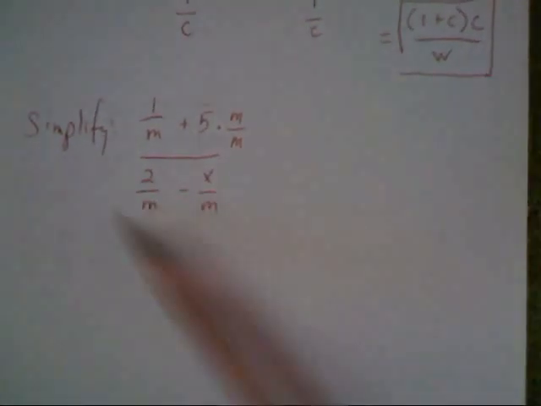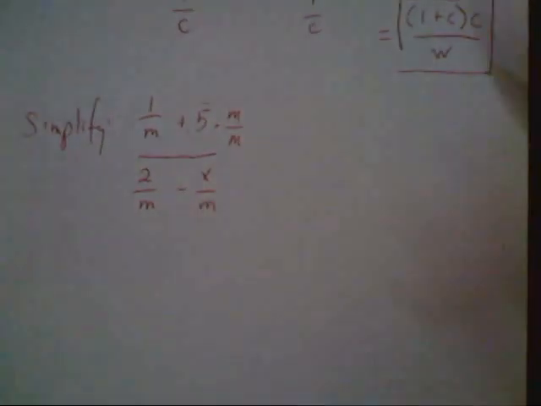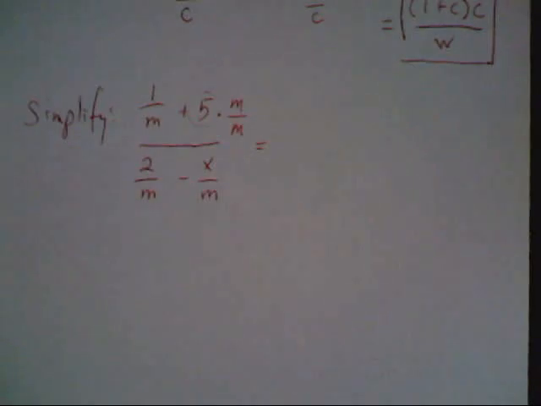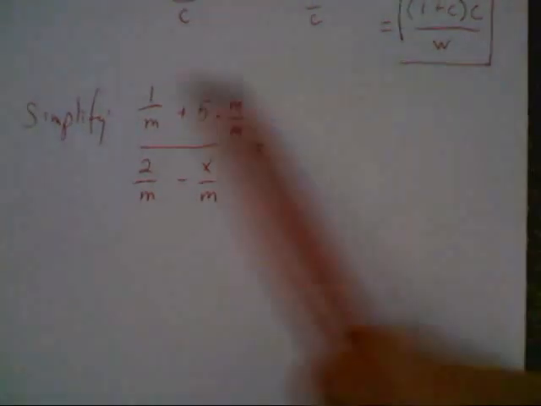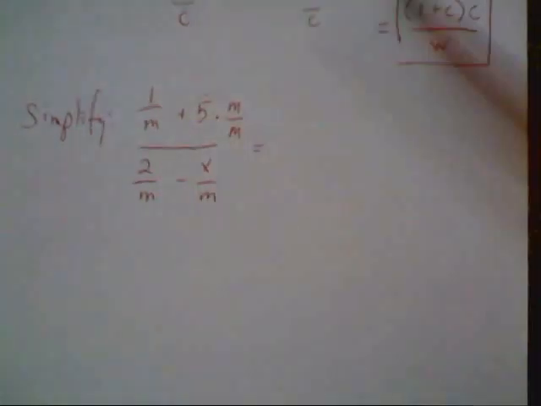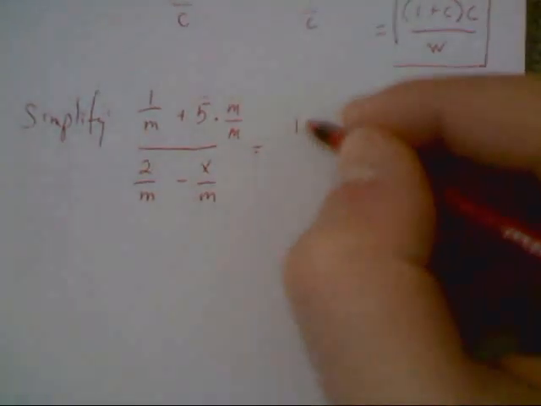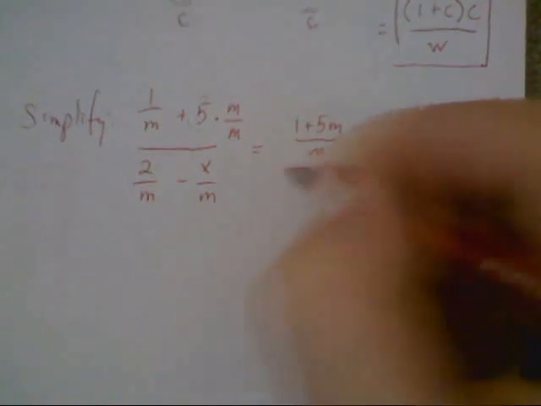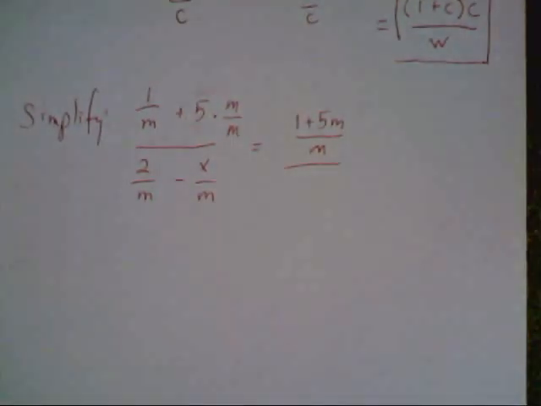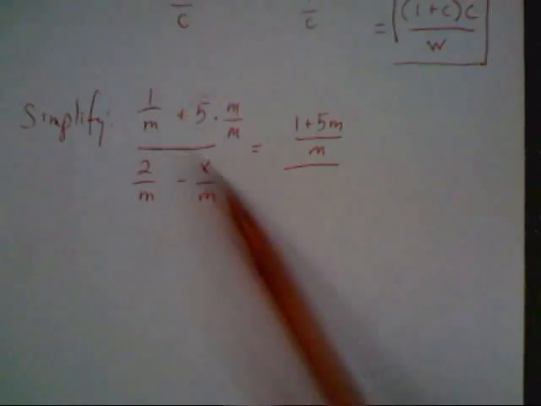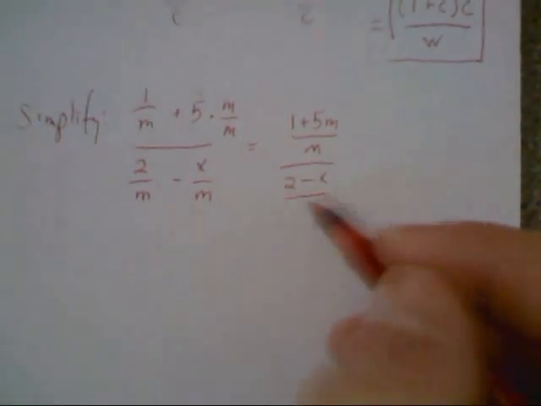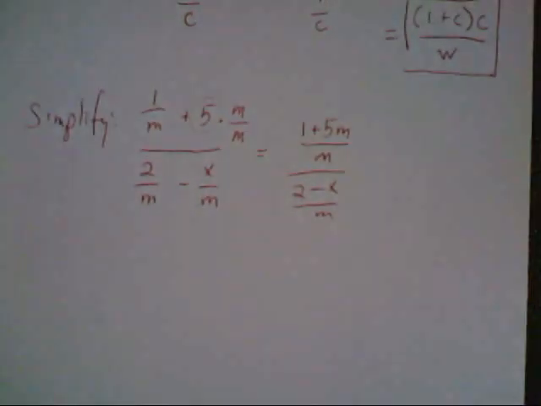So here, we already have the common denominator. We can just combine it into one fraction. So, what should we get in the numerator? One plus 5m over m, good. What should we have in the denominator? Good. So first step, get the common denominator.